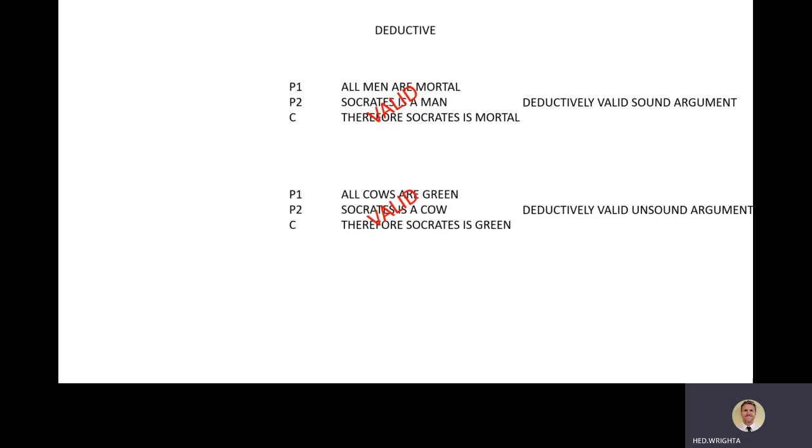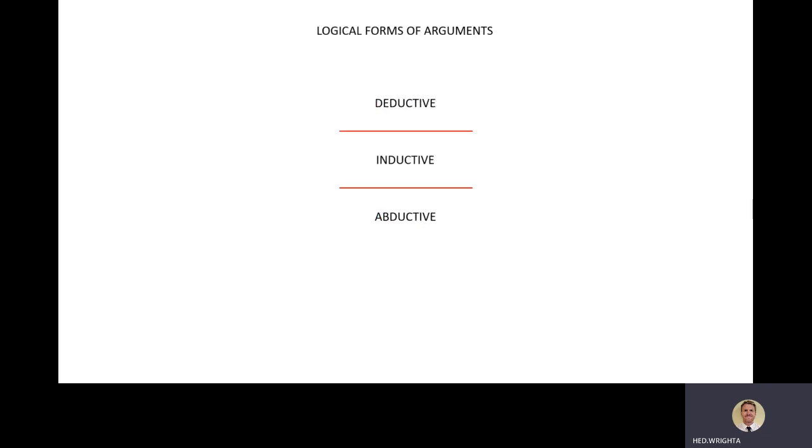It's unsound because the premises aren't correct. If the premises were correct, then the conclusion does follow from the premises. We're not learning any new information here. So even though it's a valid argument, we need to make sure that the premises are correct.